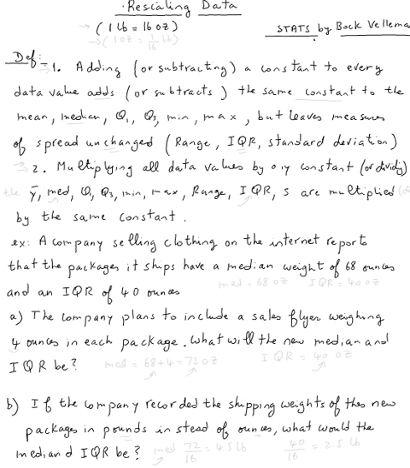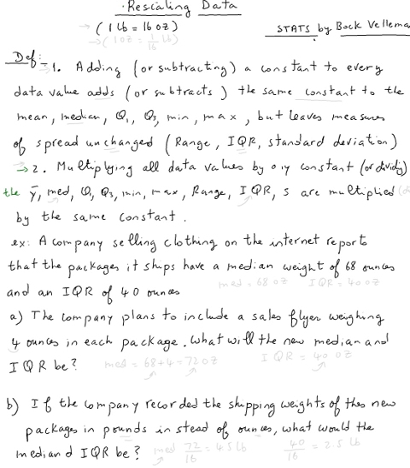Now, what about multiplying? Number 2: multiplying or dividing all data values by any constant. What happened? The mean, median, Q1, Q3, min, max, range, IQR, and standard deviation will all be multiplied by the same constant.